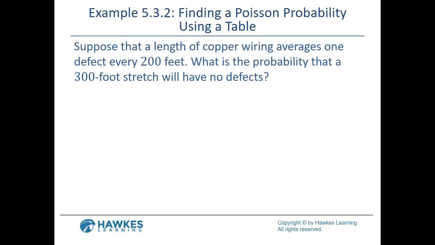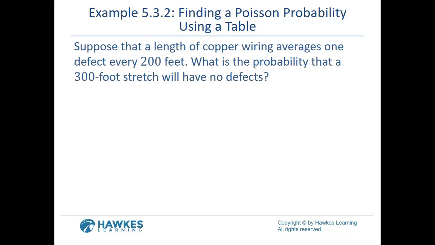Okay, I am going to show you how to do it with the tables just so you have an idea of it, but be aware that it is a little bit of a lengthy process and you have to make sure you're reading the table correctly, just the same as if you were plugging it into the calculator. So suppose that a length of copper wiring averages 1 defect every 200 feet. What is the probability that a 300-foot stretch will have no defects?